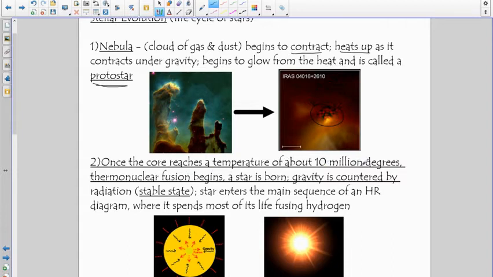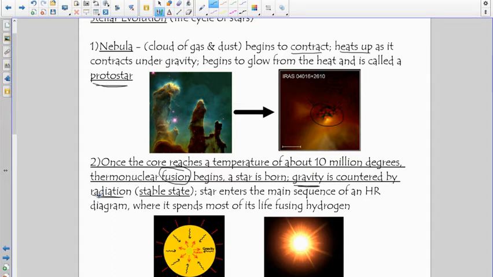As it continues to heat up, if the core temperature reaches about 10 million degrees, then we'll get thermonuclear fusion. And at that point, the star is born. When thermonuclear fusion begins, that's when you start to get that balance between gravity, which has been causing the cloud to collapse, and now radiation, which is trying to push the star apart. Those are the two forces that will be acting on the star during its life cycle.